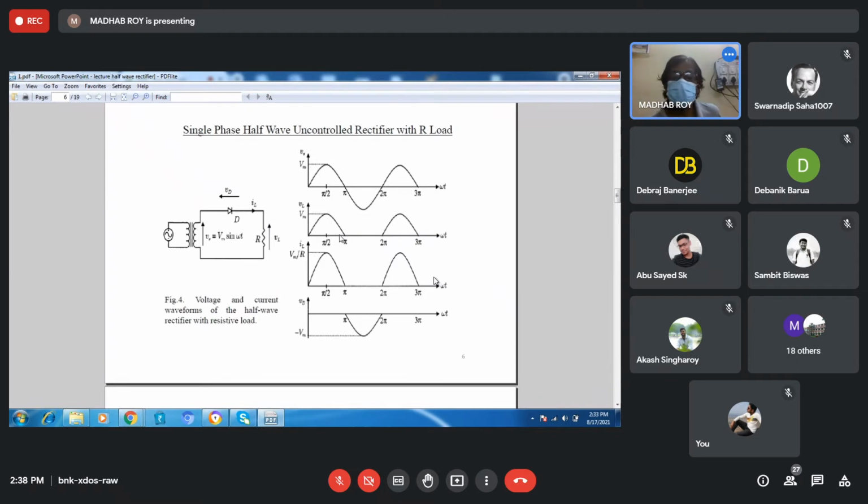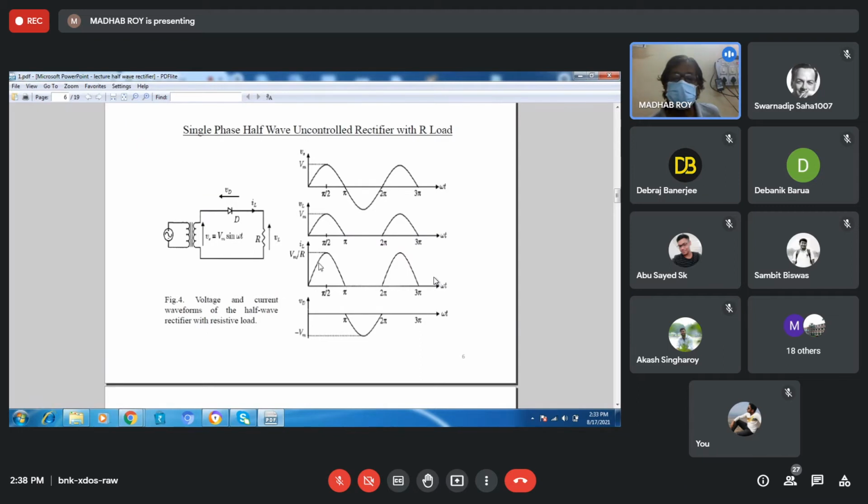So it will be rather to say disconnected. Okay, open circuit. So this will be treated as an open circuit. Now no current will flow here. So if the resistance has no current, there will be no voltage across the resistance.